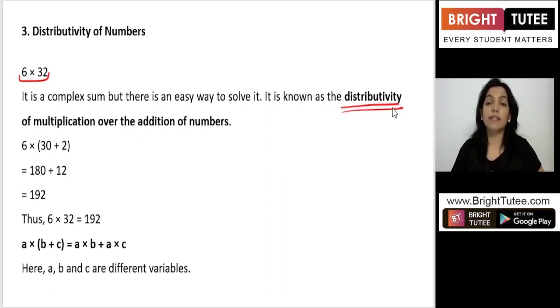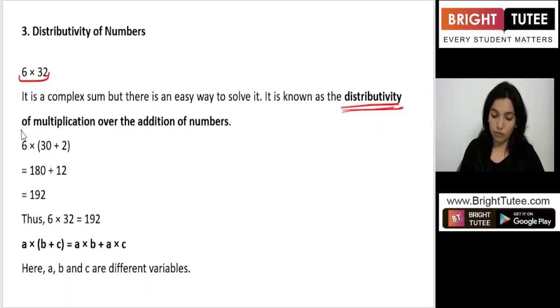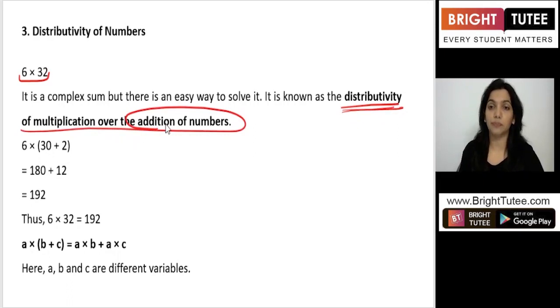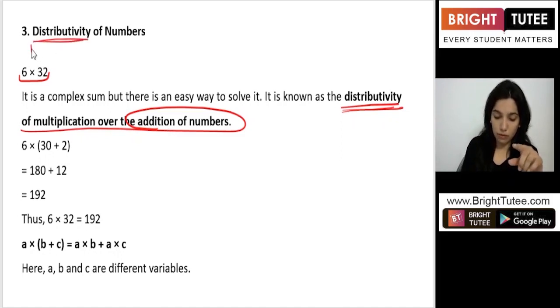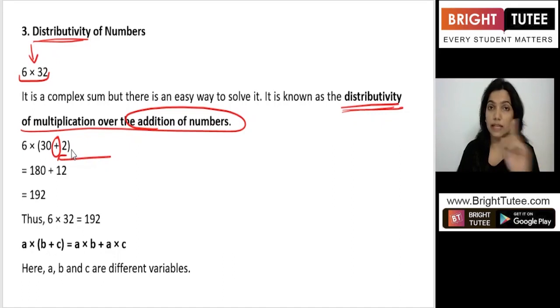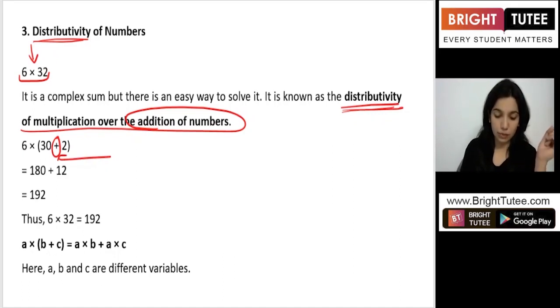And as the name itself says, distributivity, that means you're going to distribute something. Let's see what we are going to distribute. We are learning the distributivity of multiplication over addition of numbers. This is very important to remember. We are learning distributivity of multiplication because we are going to distribute the number. We are dealing with the multiplication sign, and when we are converting it, we'll end up with the addition sign. We are not dealing with any division. We are not dealing with any subtraction here.